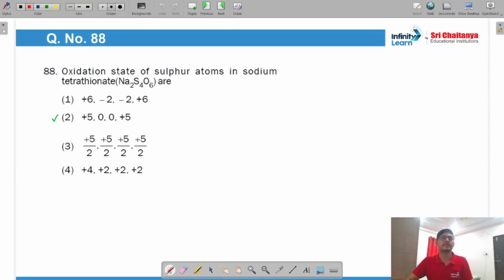Oxidation state of sulfur atoms in sodium tetrathionate, guys. Remember this. This would be O minus, S double bond O, S double bond O. All right.